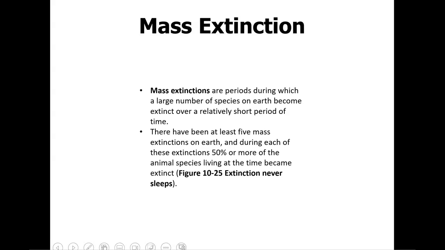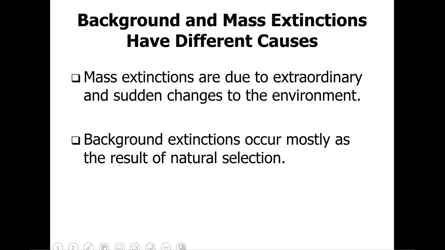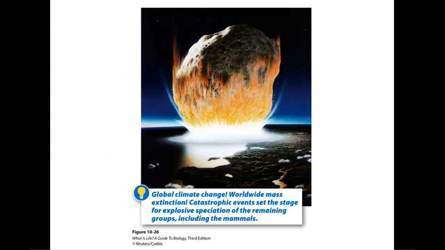With the mass extinctions, just going back to that, we said they were periods where large numbers of species become extinct over relatively short periods of time. There have been at least 5 that we just discussed, and during each of these, 50% or more of the animals of that time went extinct. Background and mass extinctions have different causes. Like we said, mass extinction is due to extraordinary sudden changes in the environment. Background extinctions occur mostly as the result of natural selection.